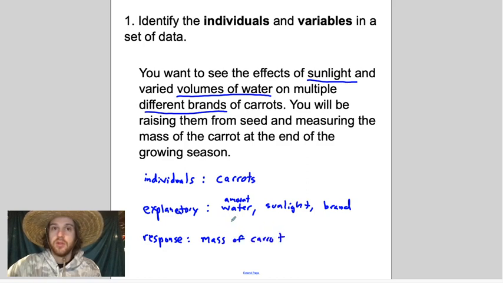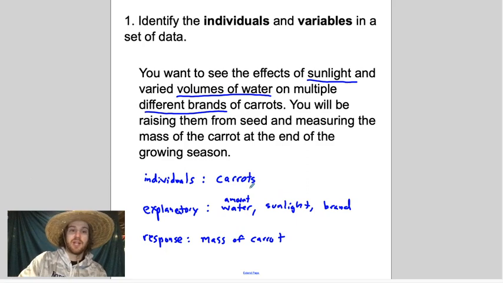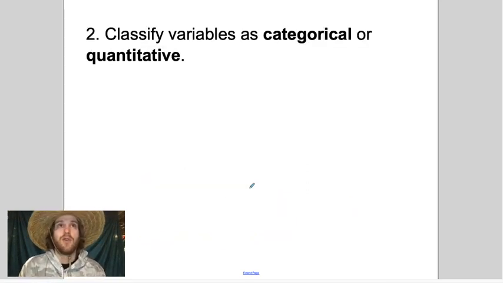Okay, so explanatory, the things we're controlling. Response is what we're measuring when we're done. And the individuals being studied are the carrots. Fantastic. First learning target down. Classify variables as categorical or quantitative.